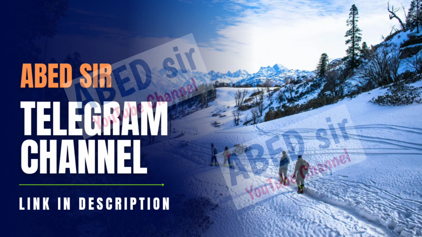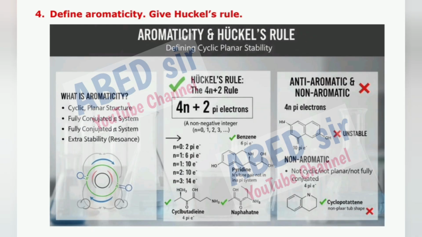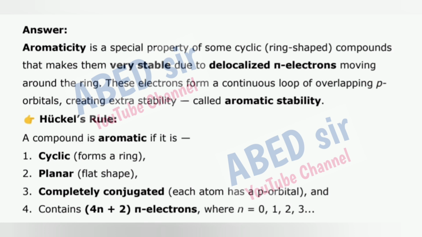Next important short question is: 4. Define aromaticity. Give Huckel's rule. Answer. Aromaticity is a special property of some cyclic, ring-shaped compounds that makes them very stable due to delocalized pi electrons moving around the ring. These electrons form a continuous loop of overlapping p orbitals, creating extra stability called aromatic stability.